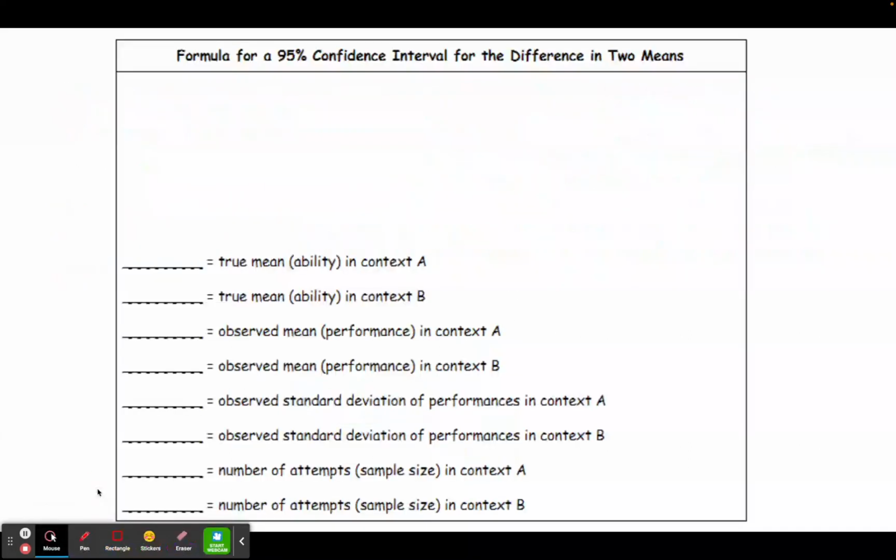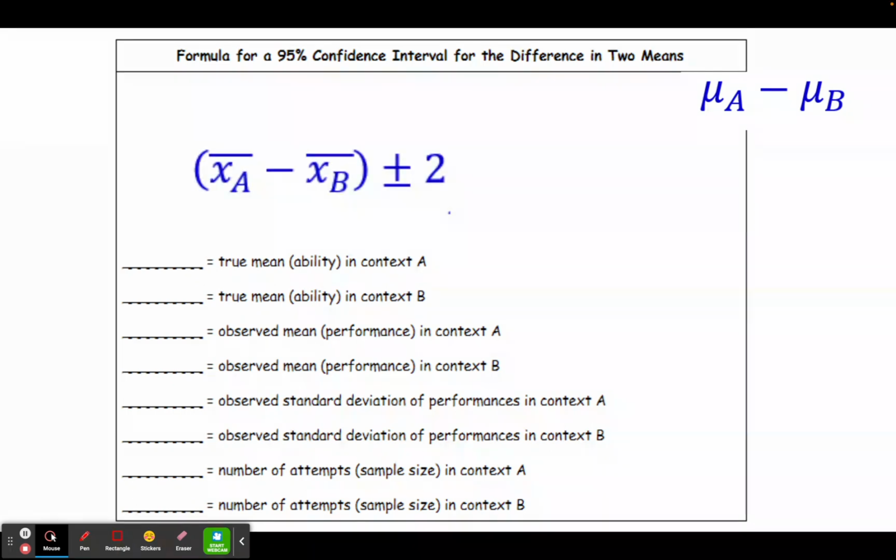But anyway, let's write down the formula. We're trying to estimate a true difference in means, so the value we're trying to estimate is mu A minus mu B. Remember, mu represents the unknown athlete's ability, and the subscript A is one context, subscript B represents the other. This is what the formula looks like. We start off with X bar A minus X bar B. So instead of just one X bar, we have a mean in two different contexts. That's our single value estimate.